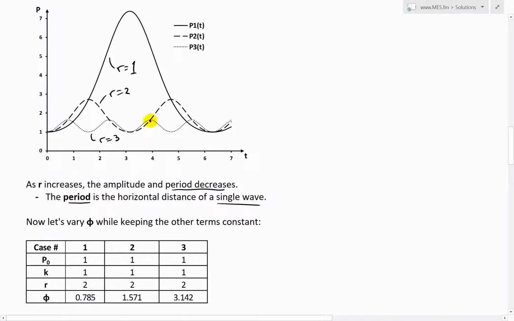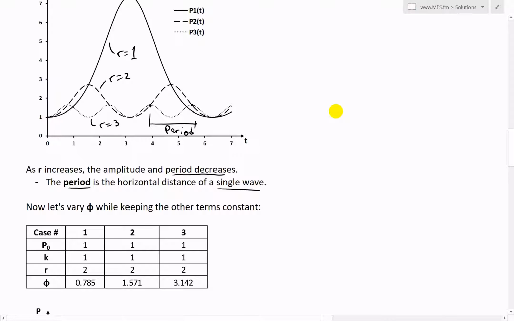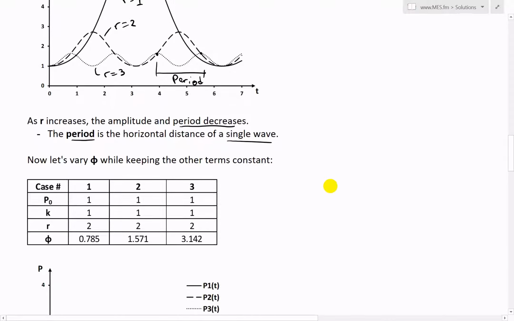So for example, for this one, it's when it starts repeating itself, so the period is over here. But for the dashed line, it's from here to here, so it's bigger. And this one is from here all the way to wherever this goes on the right side, like that. All right.